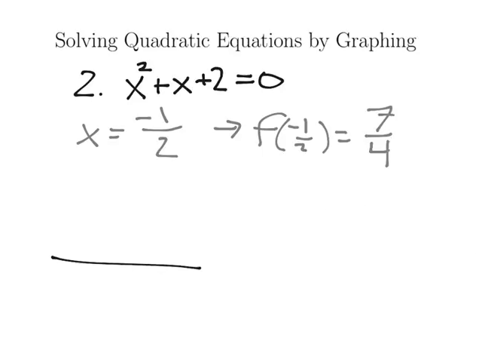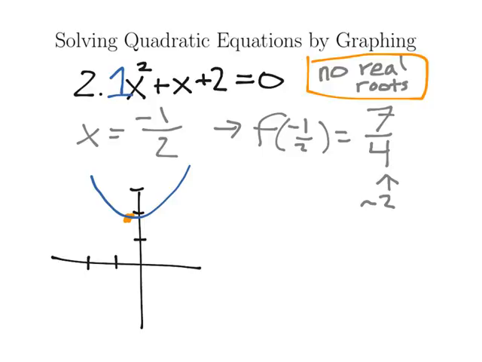Now let's try graphing it. So I know my x-coordinate is negative 1/2, and 7/4 is about 2, it's a little less. So my vertex is going to be around here. Now note that my a value is 1, which is positive. And if that's positive, that makes my vertex a minimum. So my parabola opens up like that. And I know for sure this does not touch the x-axis, so there is no real solution.